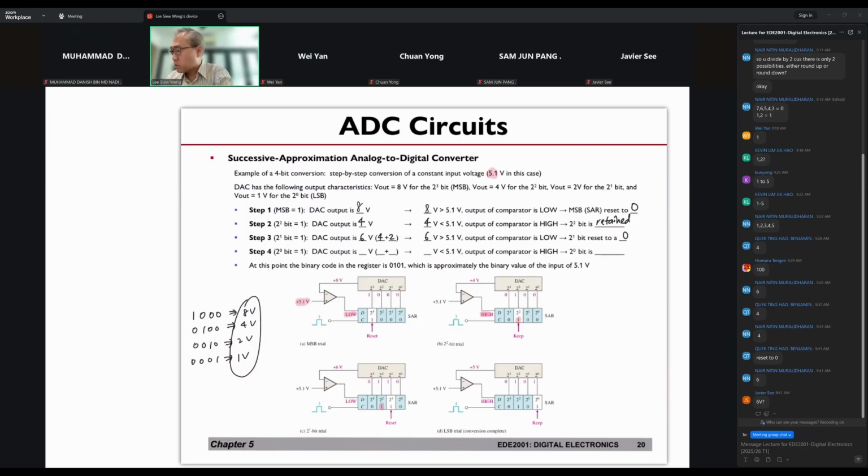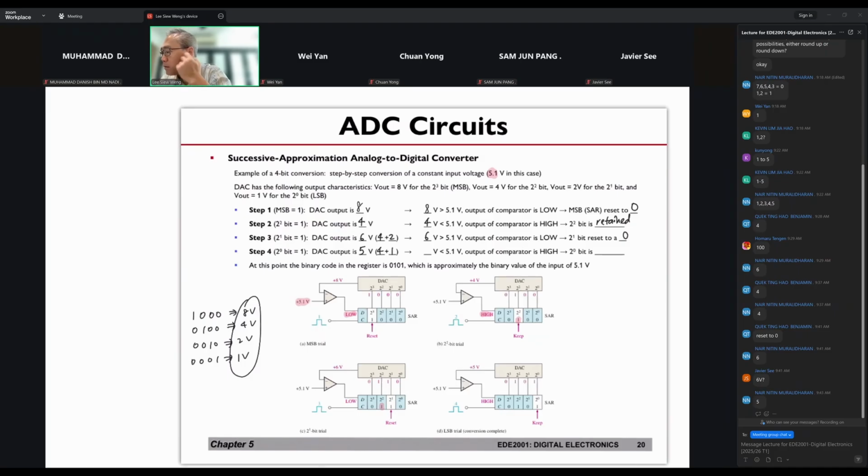Next, we are going to go to the last level, which is 0101. That means the LSB will now be set to 1 to compare. So this time round, it is going to be 2 to the power of 2 and 2 to the power of 0 added together. How many volts is that? Yes, it's just going to be 5 volts, and that 5 volts comes from 4 plus 1.